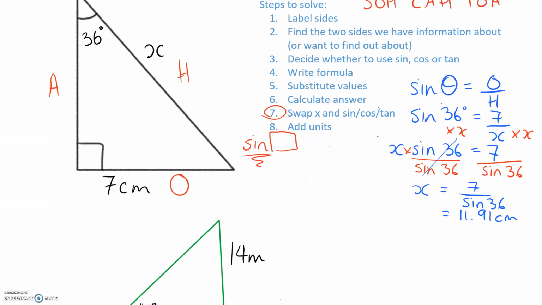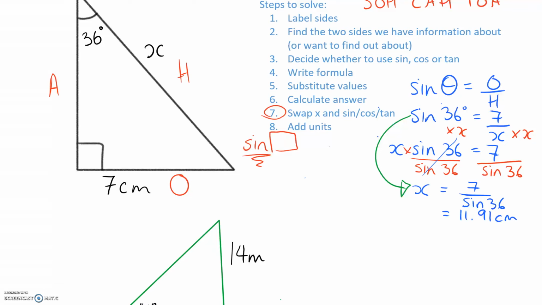Now I just want to take you back a step here. When we realized there was an x on the bottom, if you look from this step straight down to this step here, what we've actually done is swap this x, moved it over here, so it's by itself, and swapped it with the sine 36, put the sine 36 on the bottom of the fraction down here. So this is what my step 7 means. Swap the x and the sine, cos, or tan. So move the x over this side and the sine, cos, or tan to the denominator of the fraction. And then you can just go straight ahead and divide it in your calculator.